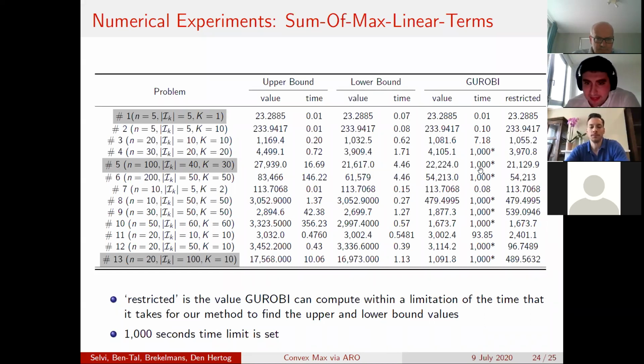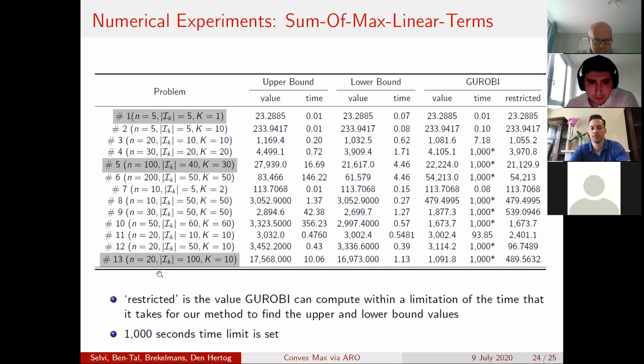And Gurobi, in 1,000 seconds, can find a solution that is better than our lower bound. But if we restrict Gurobi, so this restricted column means that we restrict Gurobi's total runtime to the time that it takes us to solve the problem. Then if we restrict Gurobi, the best solution it can find is worse than our lower bound.